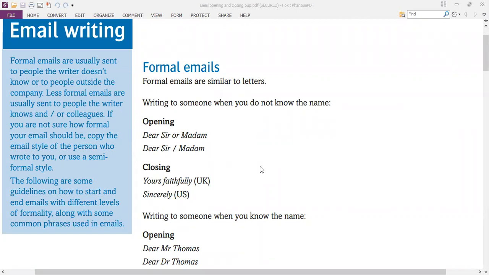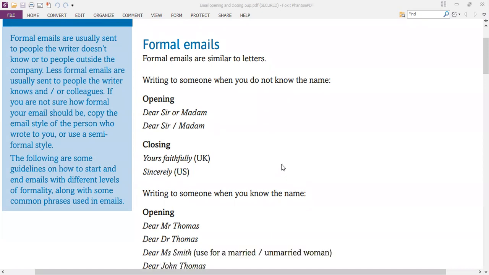And if you are not sure how formal an email should be, copy the email style of the person who wrote to you. So this is a very interesting technique this document tells you, or use a semi-formal style. The following are some of the guidelines on how to start and end emails with different levels of formality, along with some common phrases used in the email.